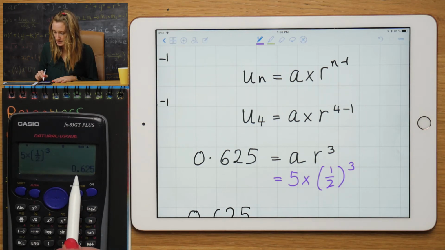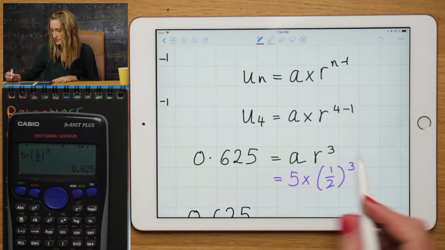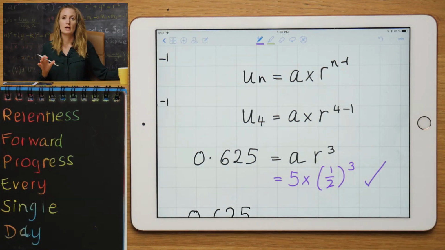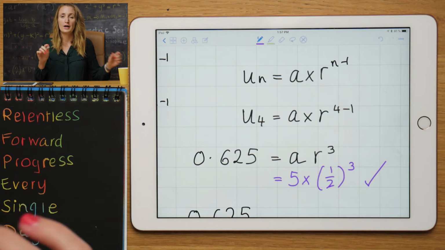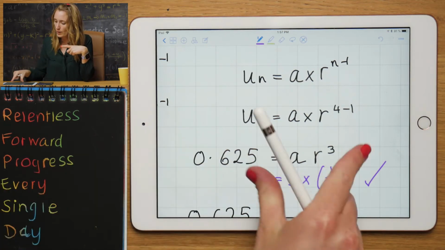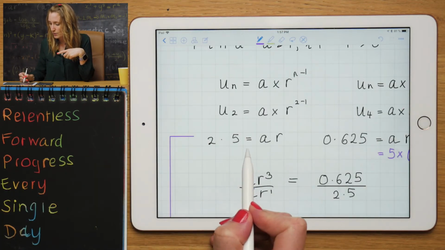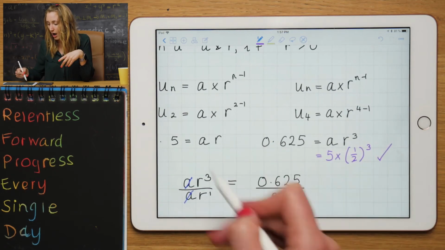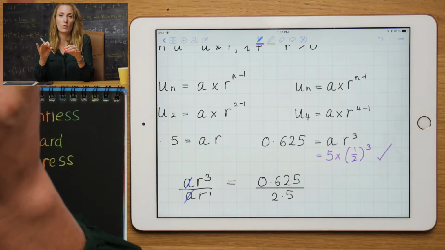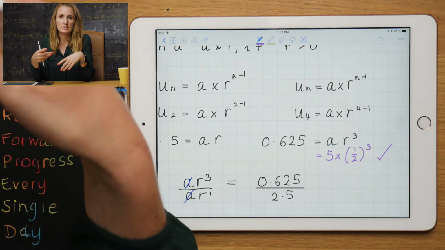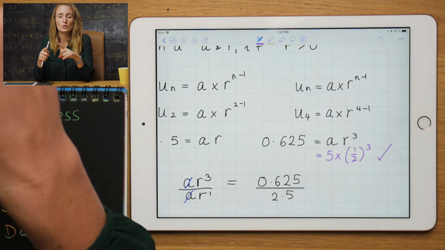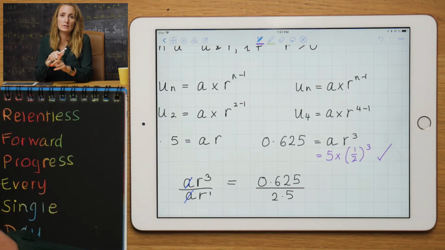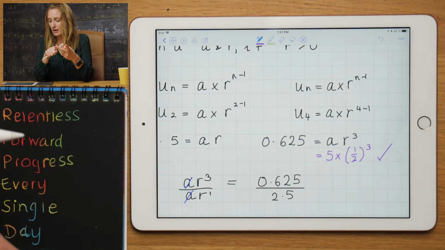And that would give me 0.625. So that's correct. So after you've completed a question, you take your a and your r and you substitute it into the second equation. So I used this equation once I had r to calculate a, and then you use the other one when you finish the question to double check your answers. In a simultaneous equation, you should always use one equation to substitute in and the second one to check.